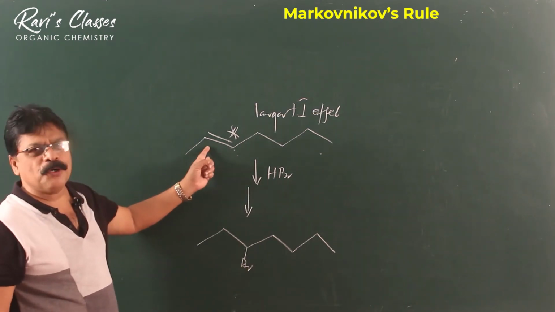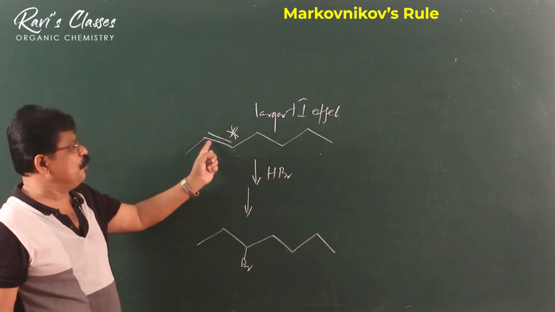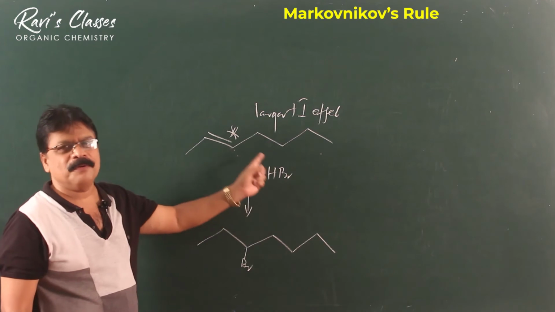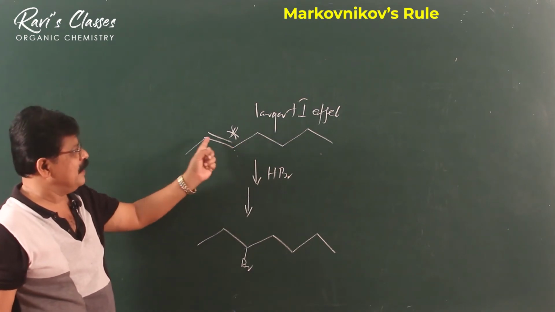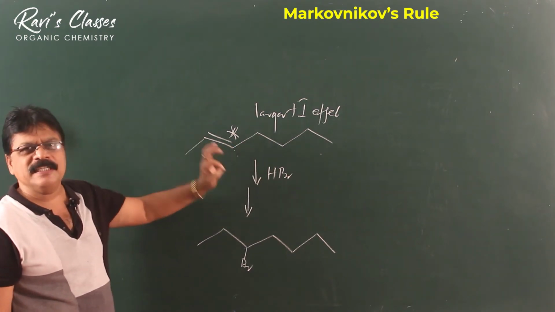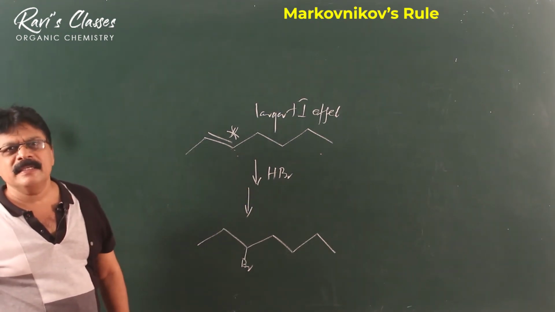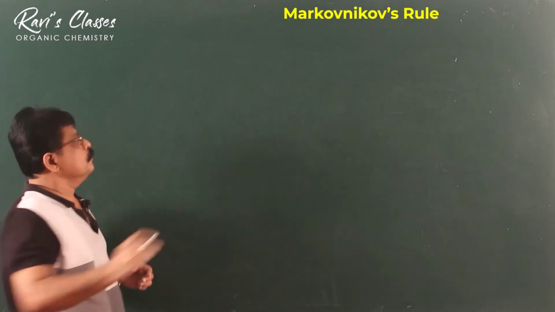So, we need not know the number of hydrogen. We can find out which is going to be the most stable carbon cation. At that position Br will go. So, Br minus will go here, H plus will go there. So, the easy way is to find out the product of an alkene's electrophilic addition reaction.